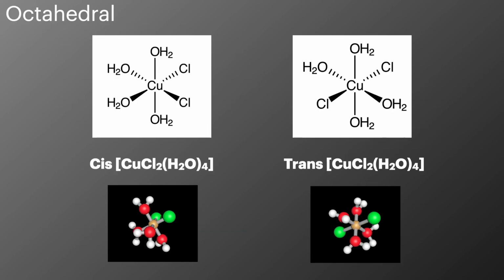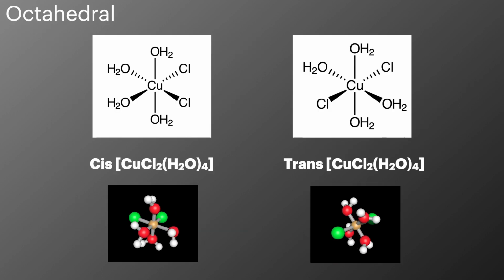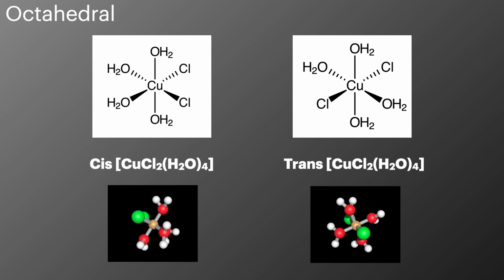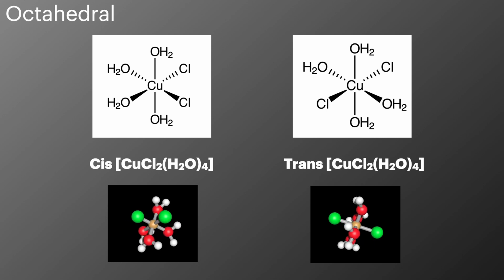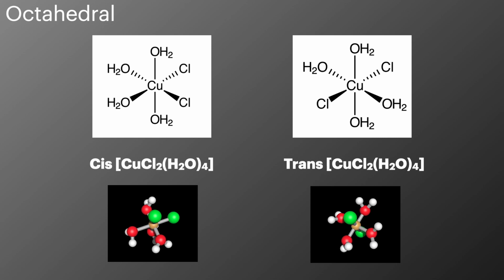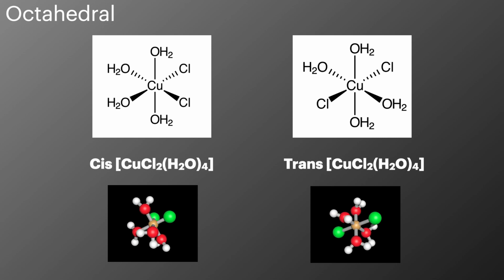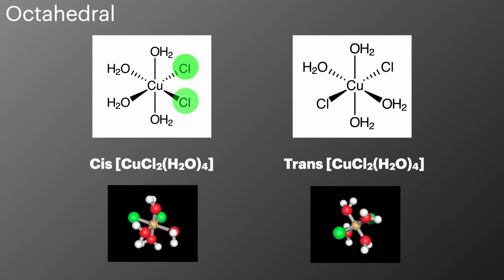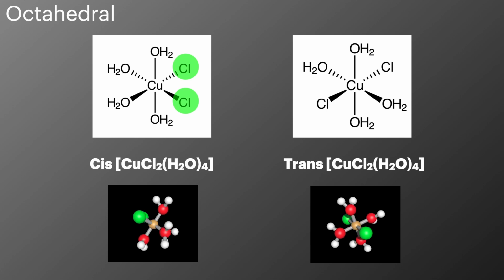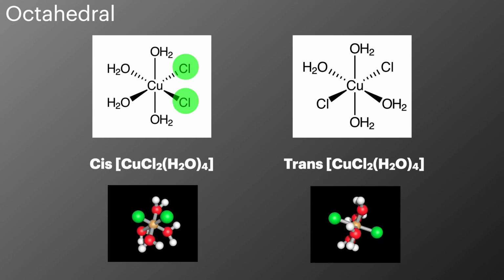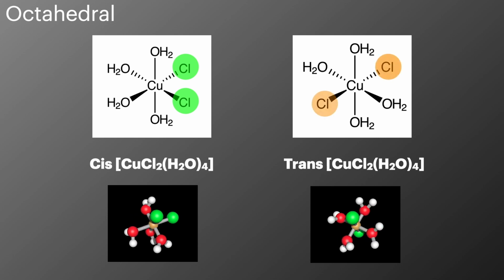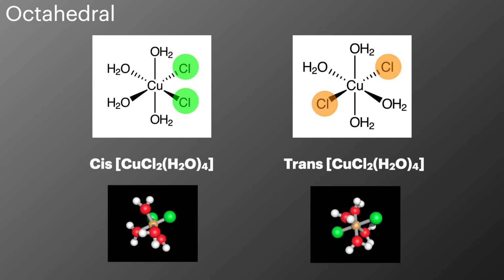So we first look at cis-trans isomerism in an octahedral complex with this example of a copper ion with 2 chlorine ligands and 4 water ligands. In the isomer on the left-hand side, the cis isomer, we can see that the chlorine ligands are at 90 degrees to each other. In the trans isomer, the one on the right, we can see the chlorine ligands are at 180 degrees to each other. They're opposite each other.